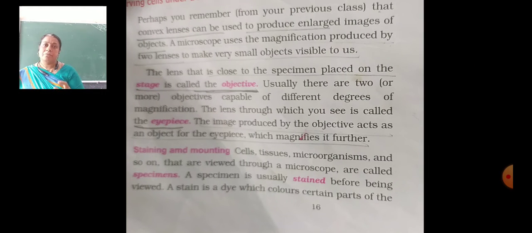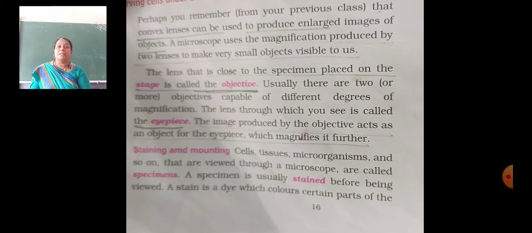Where is the objective lens placed? It is placed over the stage, where we keep a specimen. The specimen is what we want to observe, whether it is a cell, a tissue, or a microorganism. The specimen is kept near the objective lens.